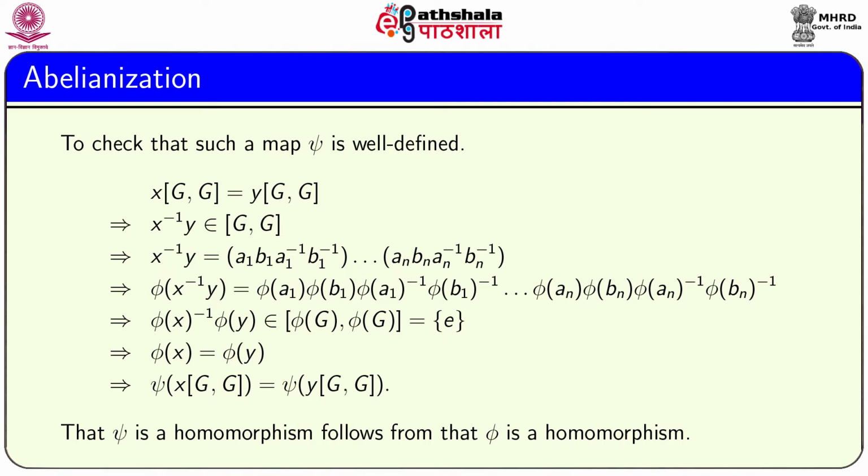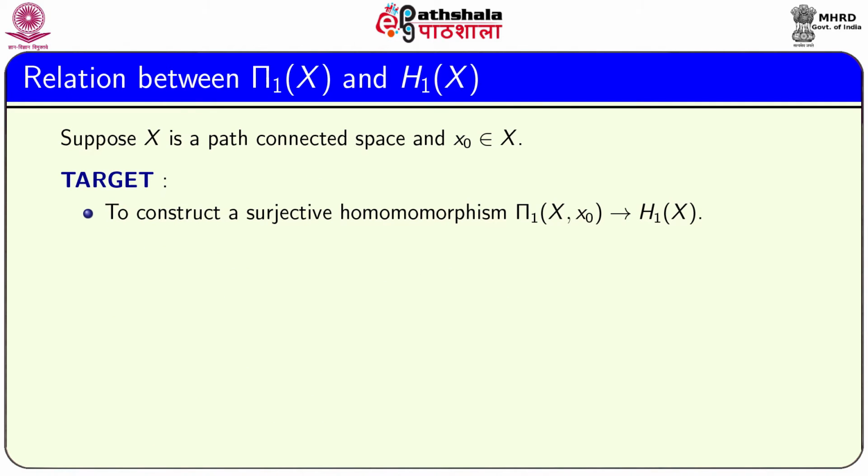That psi is a homomorphism will follow from that phi is a homomorphism. So, that proves our claim that whenever we have a homomorphism from G to G1, it induces a homomorphism from the Abelianization of G to G1.